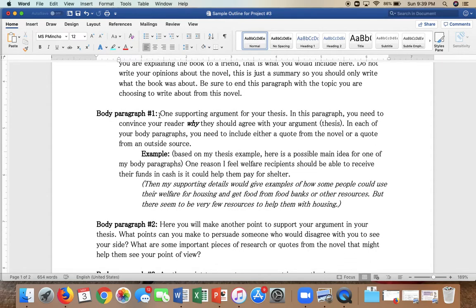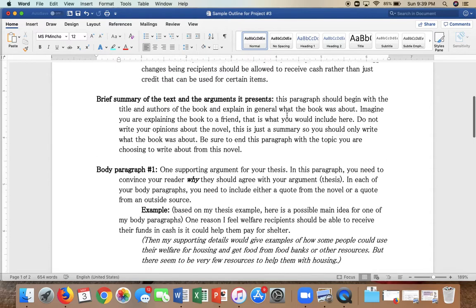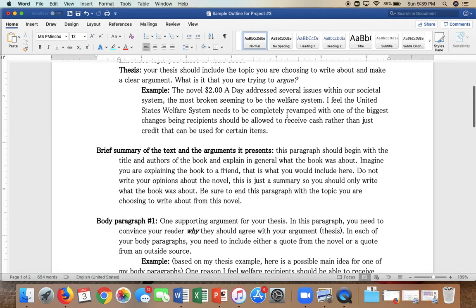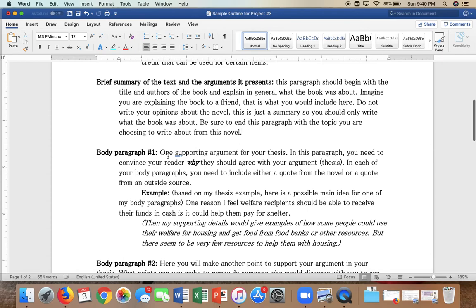Then your body paragraphs, you are going to have one supporting argument per paragraph for your thesis. So remember in the earlier part of the semester, we talked about your thesis being like your main point for the whole essay. Then you have a main idea sentence for each paragraph. And your one main idea for one paragraph should support your thesis. Only one main idea. So I would say one argument that I'm trying to make to push my thesis, my argument that welfare should be paid with cash.